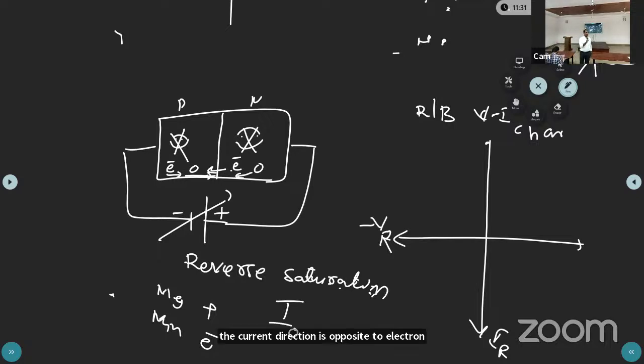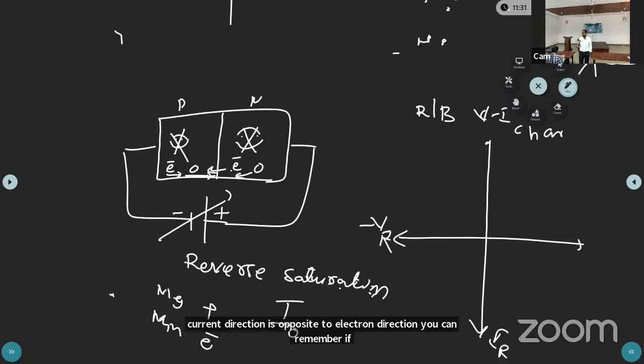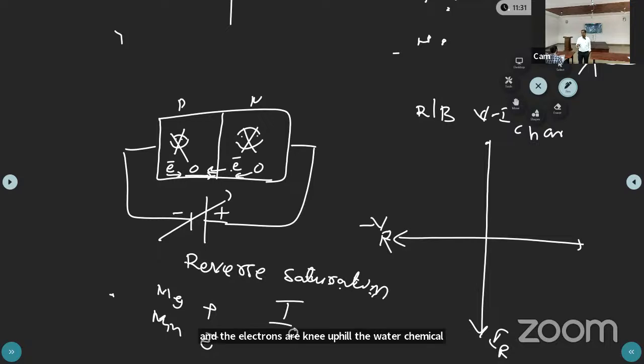You can remember it with the fish and water relation. How does the water move? Downwards. How do the fishes move? Upwards. That means if the electrons all go up, the water goes down. So water is current here, the electrons are fishes. Right? So the water current always flows opposite to the electron direction.